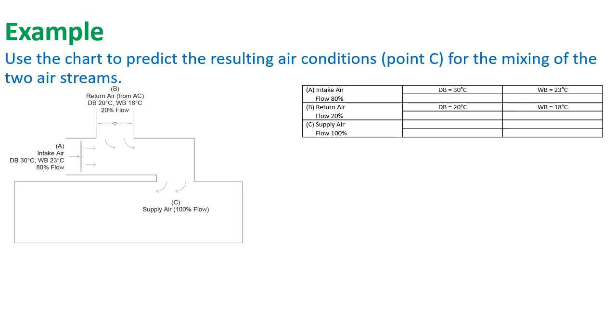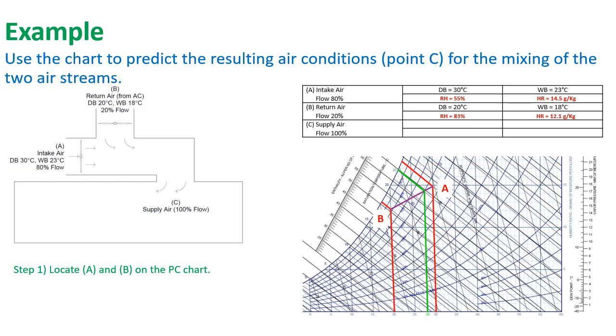The first step to solve this question is to find the location of point A and point B on the chart, given the properties of each stream. Then we draw a line that connects point A to point B. Point C, which we want to find, is on this line. By looking at the 2 input streams we see that stream A makes up 80% of the total flow.